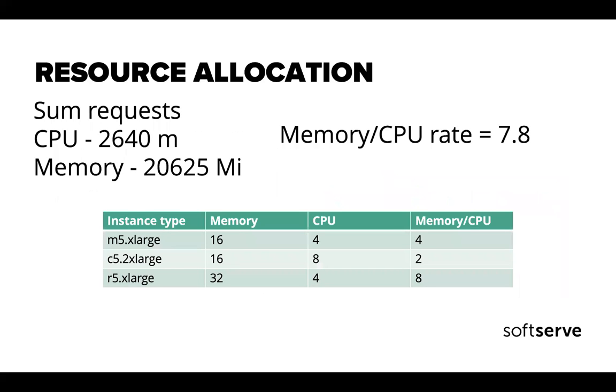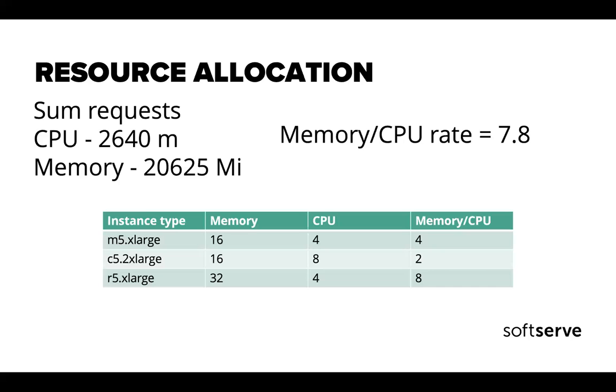To decide which instance types and how many of them we need, we added a so-called divider. We divided memory by CPU and got some index equal to almost 8. Based on that, we also calculated those indexes for different instance types. And as you see from this table, R5.xlarge is the instance type that fits best for us. It is a memory optimized instance because we use more memory than CPU. Compute optimized and general purpose instances don't work for us as well as memory optimized instances.